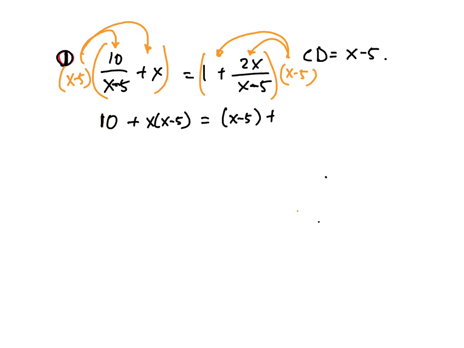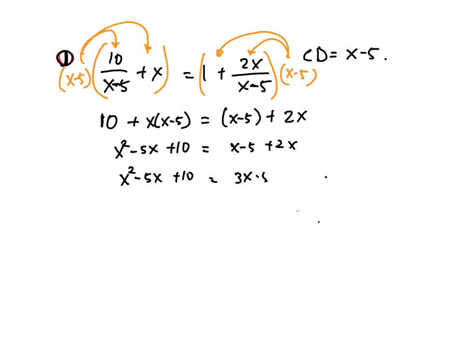Plus, x minus 5 times 2x over x minus 5. X minus 5 cancels out. I'm left with 2x. Okay, so combine like terms on both sides, clean things up. I get x squared minus 5x plus 10 equals x minus 5 plus 2x. A little bit more cleaning up. I get 3x minus 5 on the right hand side.